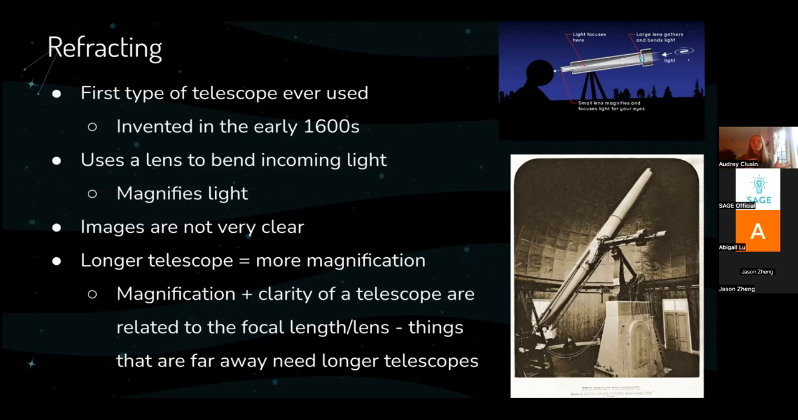and also the clarity are related to the focal length, so like the length of the telescope, which is also related to the lens. I'm not exactly sure how that works, but what this means in practice is that if you want a telescope that magnifies things more and is also clearer, you need to make a really, really long telescope. I think this is one of the longest in the world, refracting telescopes at least. And yeah, refracting and reflecting telescopes both work with visible light only, but they're really helpful for looking at things in our solar system and even things that are a little bit farther away than that.